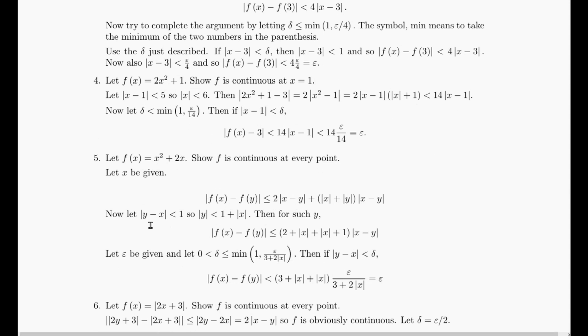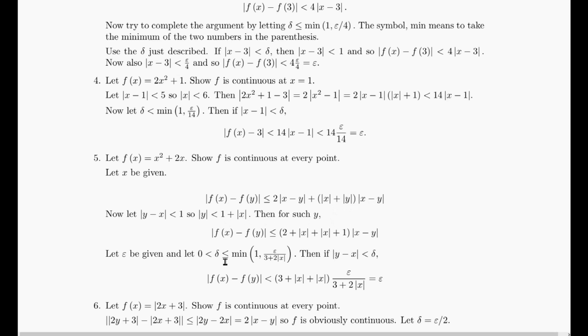Now suppose I let y minus x in absolute value be less than 1. So absolute value of y is less than 1 plus absolute x. Then if I look at this inequality, this will be smaller than this here. See, the 2 times absolute x minus y is right there. And then you have this here, plus 1. That comes from this part here, and the fact that absolute y is less than this. All right, so I get that.